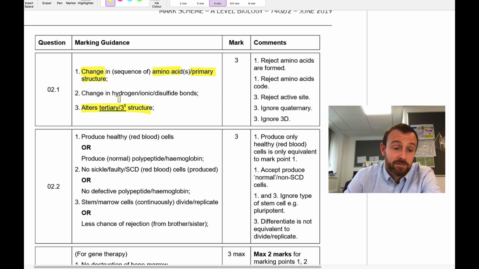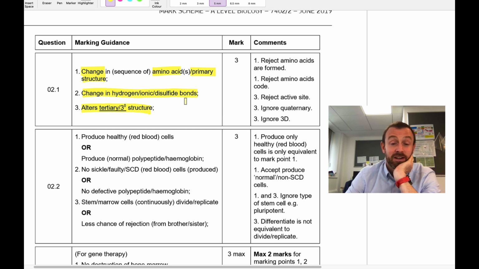Interesting. This, I wouldn't have thought of this. I've lost the mark here. Change in hydrogen, ionic, disulfide bonds. I wonder if you would get a mark except for change in hydrophilic and hydrophobic interactions, because this is actually wrong. Change in hydrogen, ionic, disulfide bonds. It isn't a change in any of those. It's a change in the hydrophilic and hydrophobic properties of the amino acid.